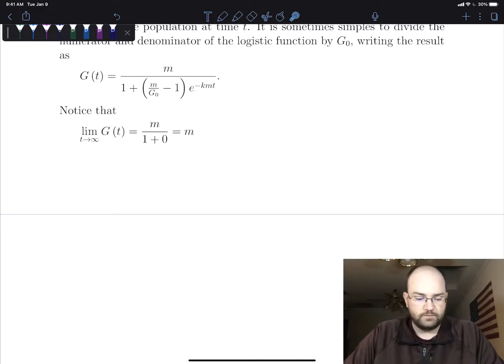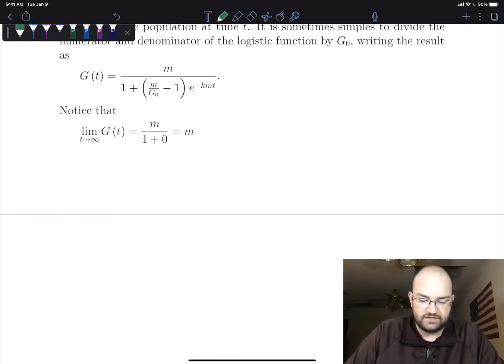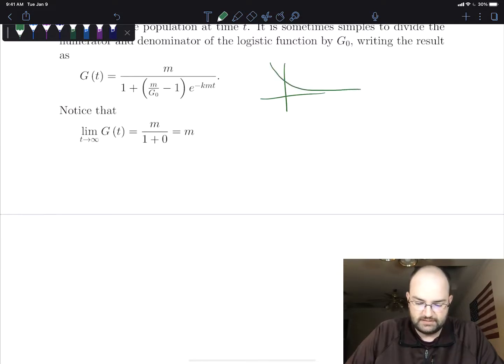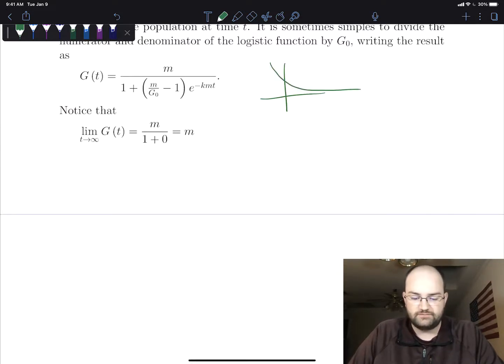Now, one thing to note with all this is that the limit as t goes to infinity of g of t is actually going to be m over 1 plus 0, which is just m. Now, the reason it's 0 is because e to the negative t is going to go to 0, because the exponential drops off as t goes to infinity if it's a negative exponent. So it's going to look something like this. So it goes to 0 as t goes to infinity.